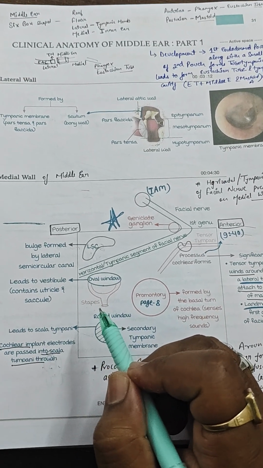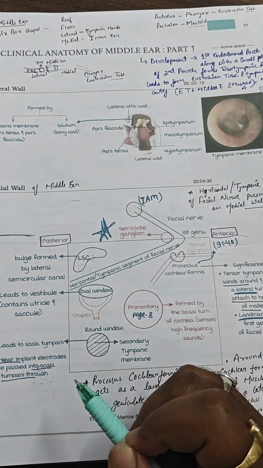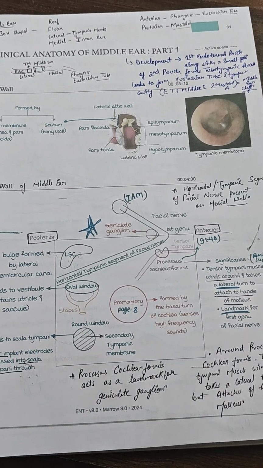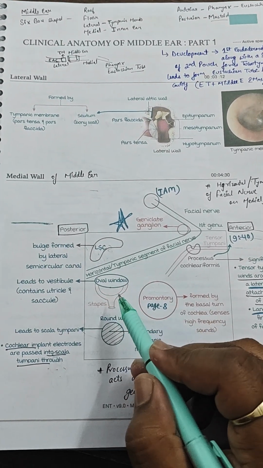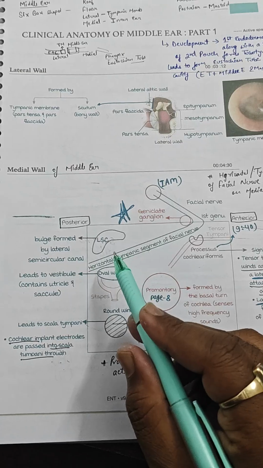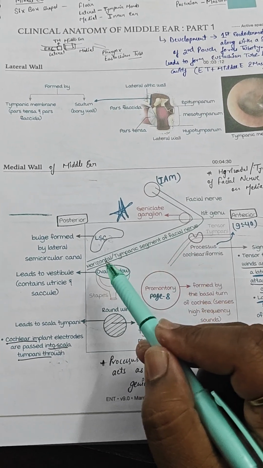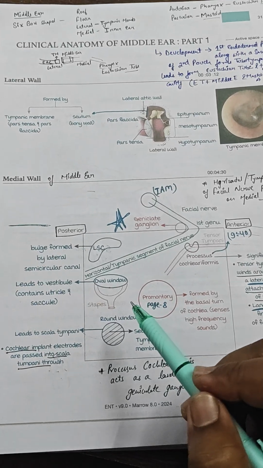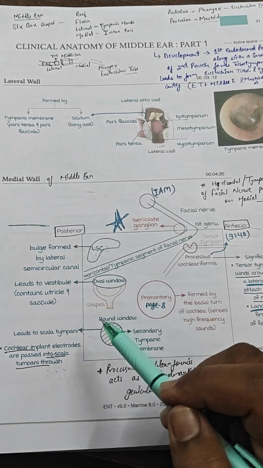Now the bulge of the lateral semicircular canal and the oval window are the important landmarks of the tympanic segment of the facial nerve. Which is the tympanic segment? This. Between the oval window and the bulge of the lateral semicircular canal lies the tympanic segment of the facial nerve, and this runs horizontally in the posterior direction on the medial wall.